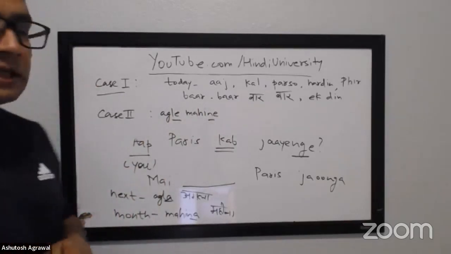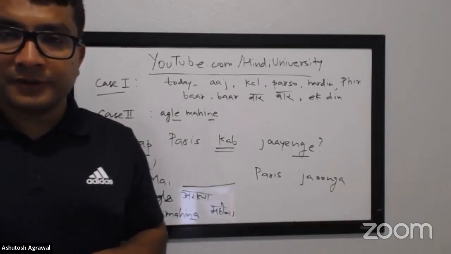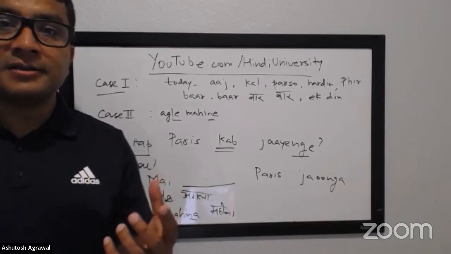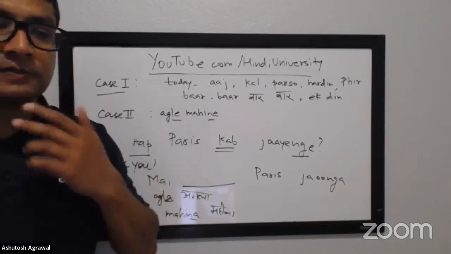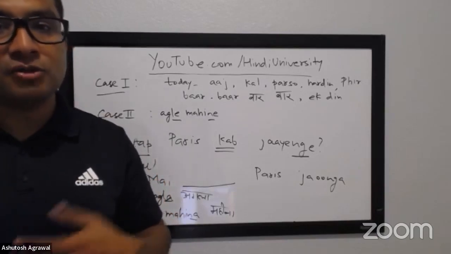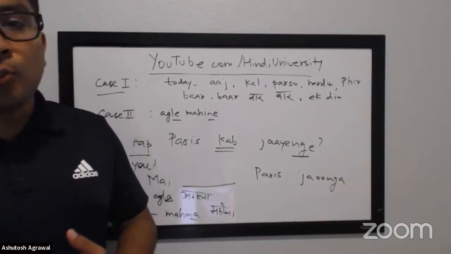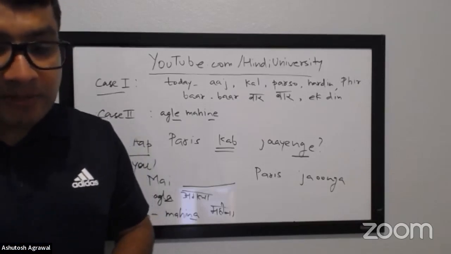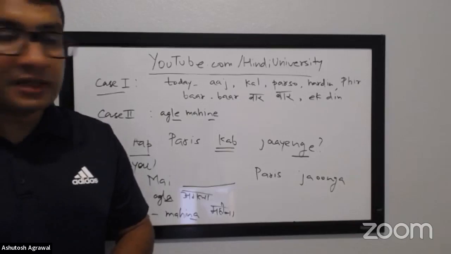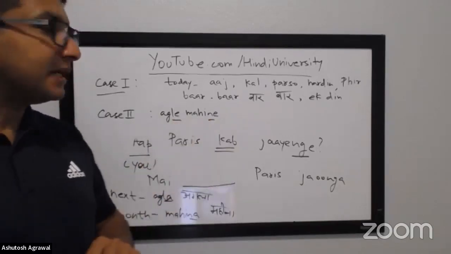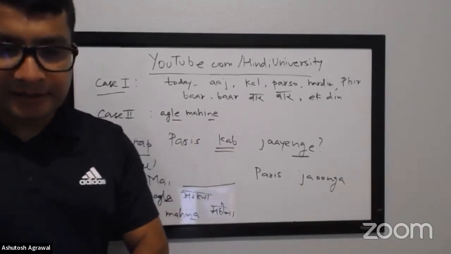And this is nothing but an oblique form of the word, because there is an implied postposition, which is basically you're not saying it. You don't say मैं अगले महीने को पेरिस or अगले महीने में पेरिस जाऊंगा or जाऊंगी. And that's why you end up using अगले महीने. That's in the second category.